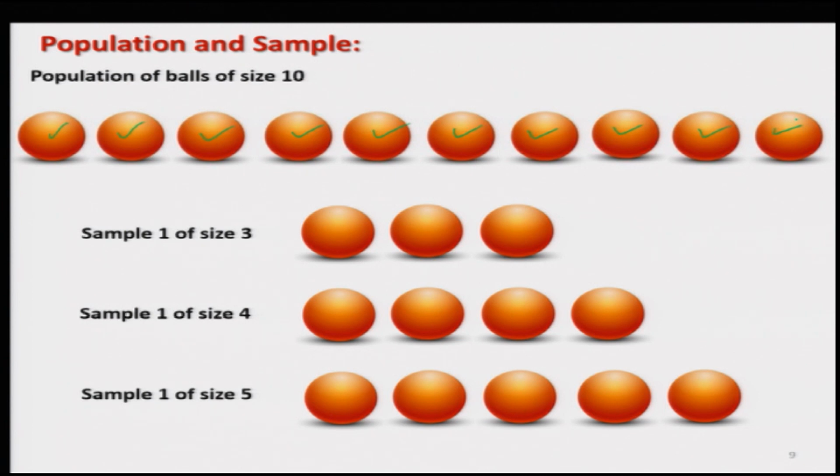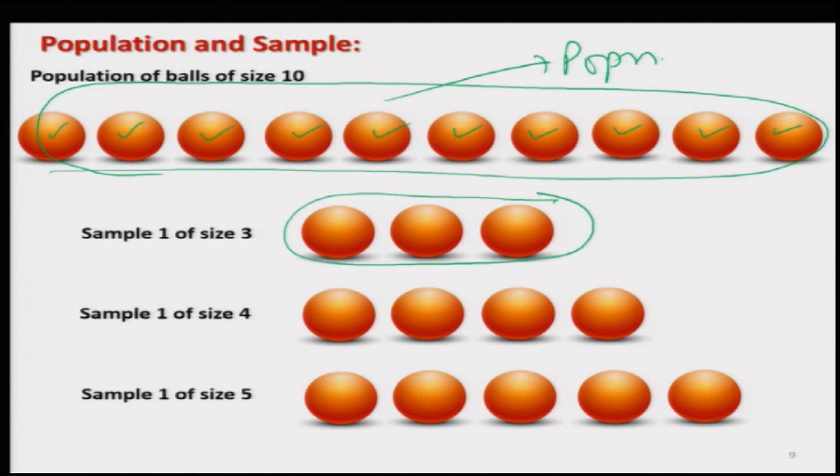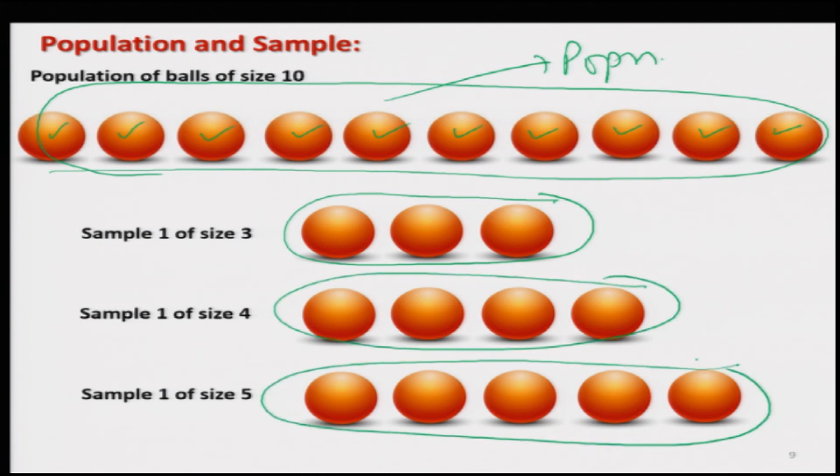red balls. And you can see here they are identical, which is a very ideal condition, they are exactly the same. Suppose I try to take a sample of size 3, meaning I can choose any 3 balls out of these 10 balls. So, these 10 balls are my population. And now you can see I have taken a sample of 3 balls, and similarly I can take a sample of 4 balls, or a sample of 5 balls, and so on.